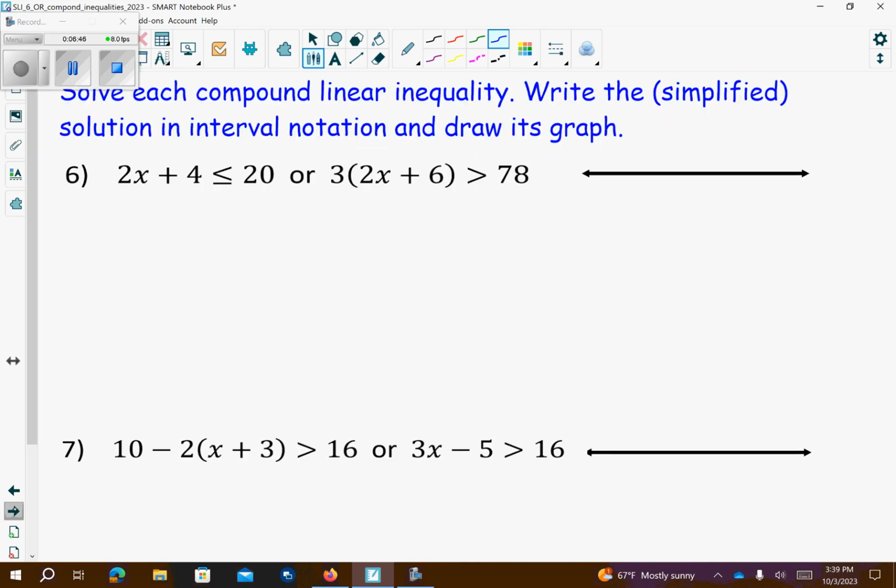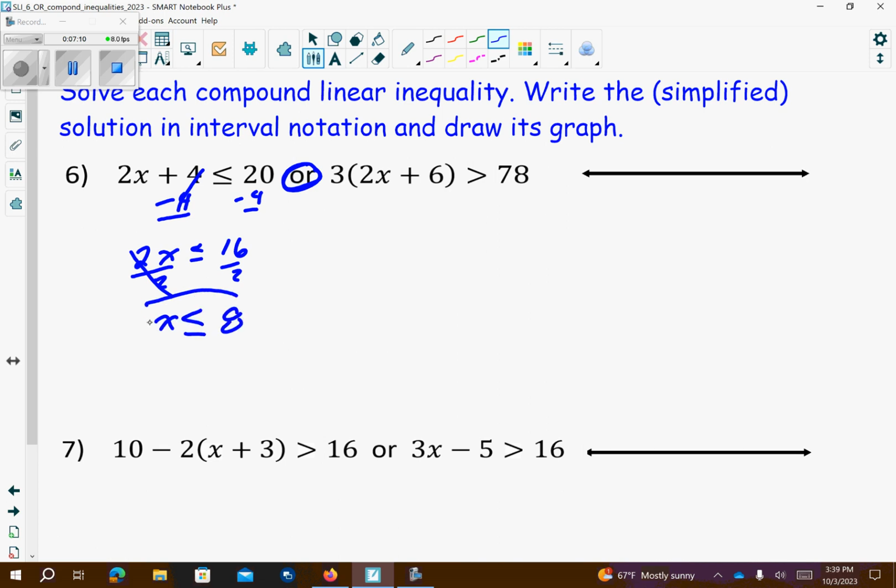Let's go to page 88. So now I have two problems in here. I have the word or, so I don't have to worry about overlap. So let's solve this. I'm going to subtract 4 from both sides. The 4's cancel out. And then I'm going to divide both sides by 2. Those reduce. X is less than 8.